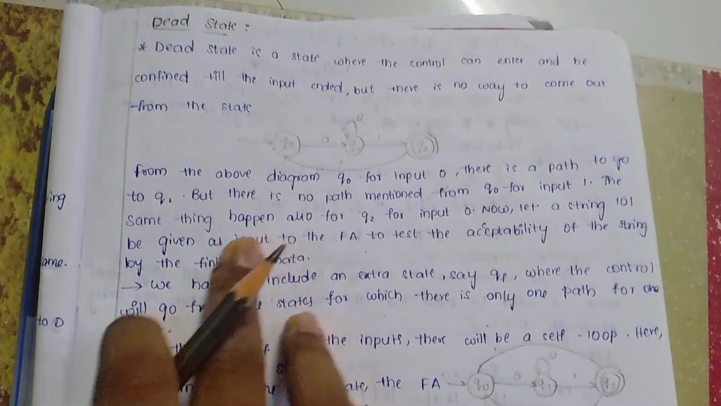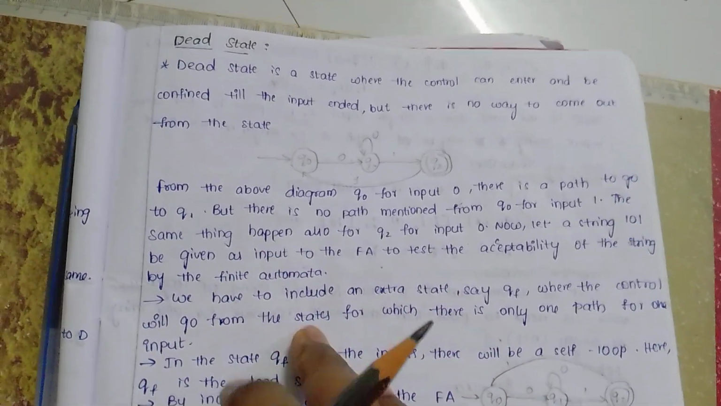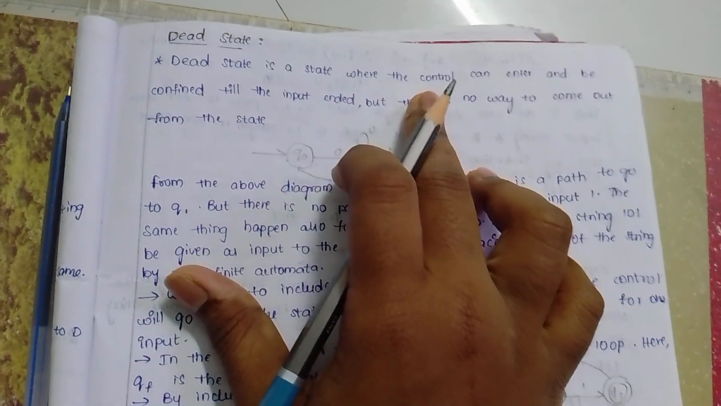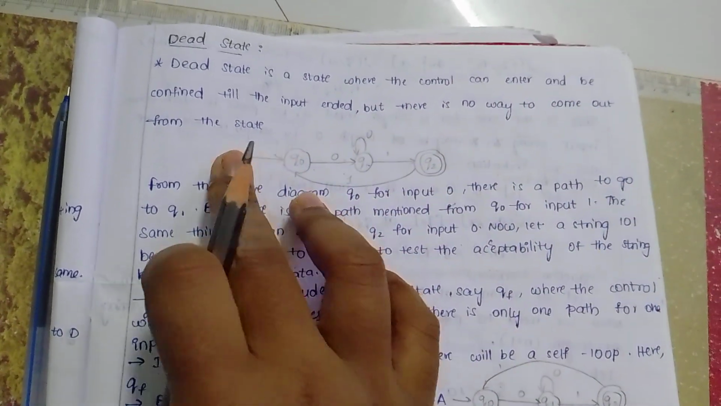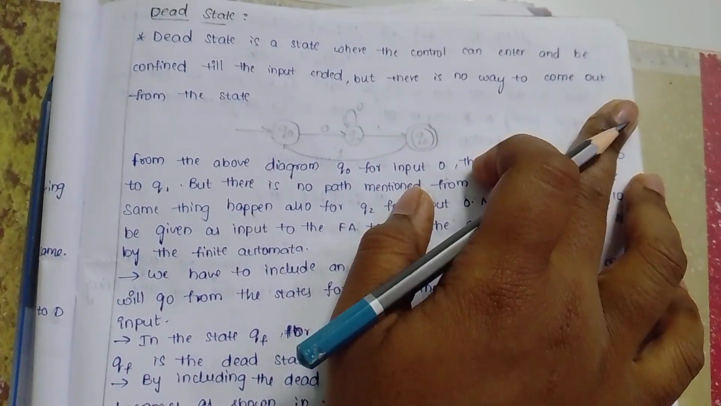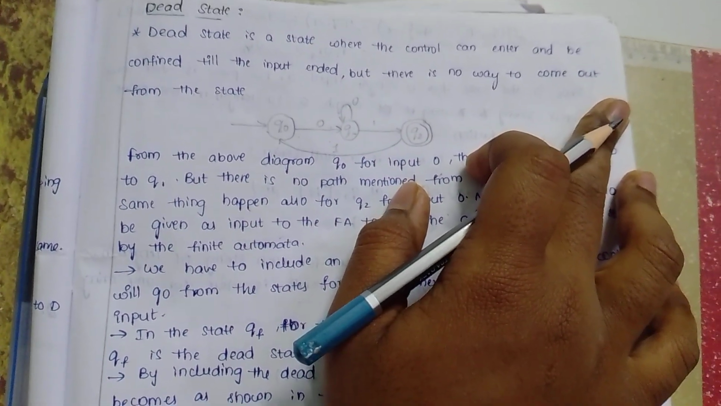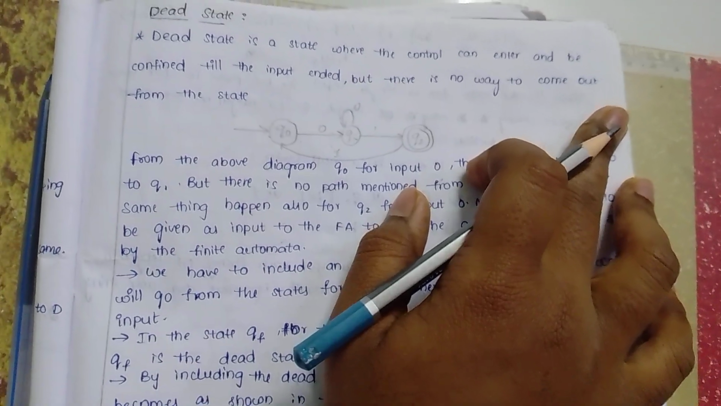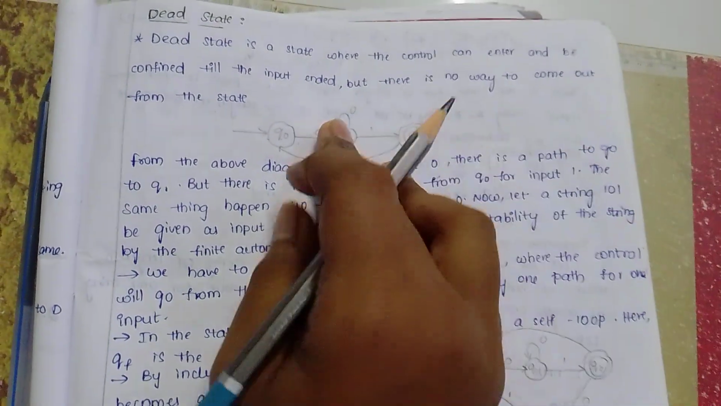Okay, this is about the test state. A test state is a state where the control can enter and be confined till the input ends, but there is no way to come out from the state, and the machine cannot escape from it.